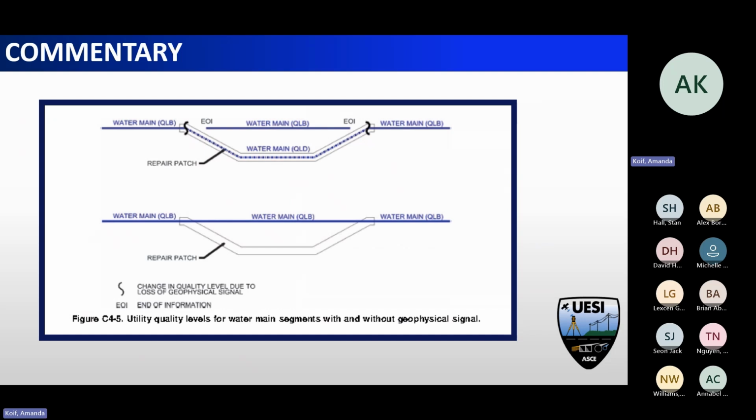Another one that sort of happened to me. It's a good lesson learned, and I'm glad it's made it to the standard. So you're marking a level B line, you lose signal for a little bit, but then you keep going, and all of a sudden I've got a signal again, and then you lost it. You get to looking around, okay, well, there's a repair patch. So maybe something might have happened.